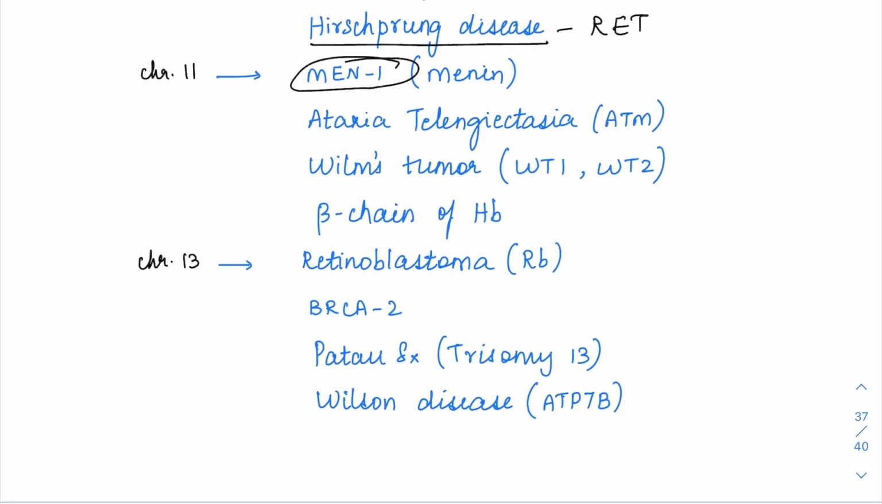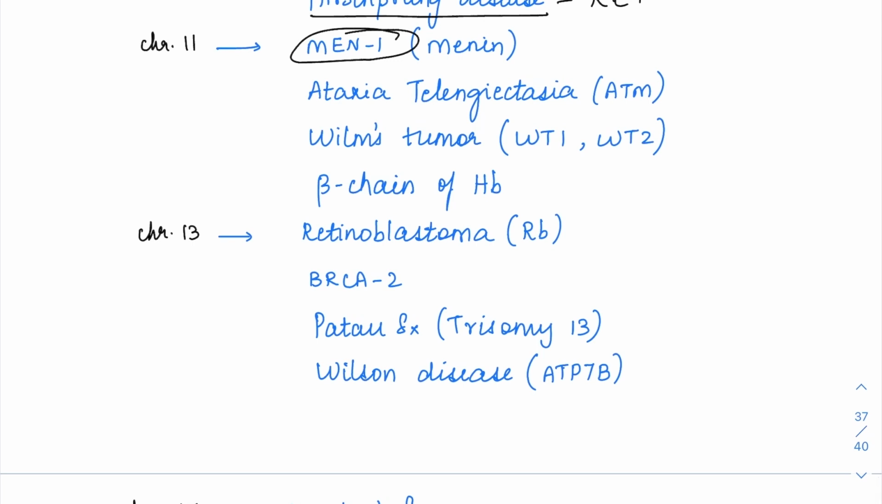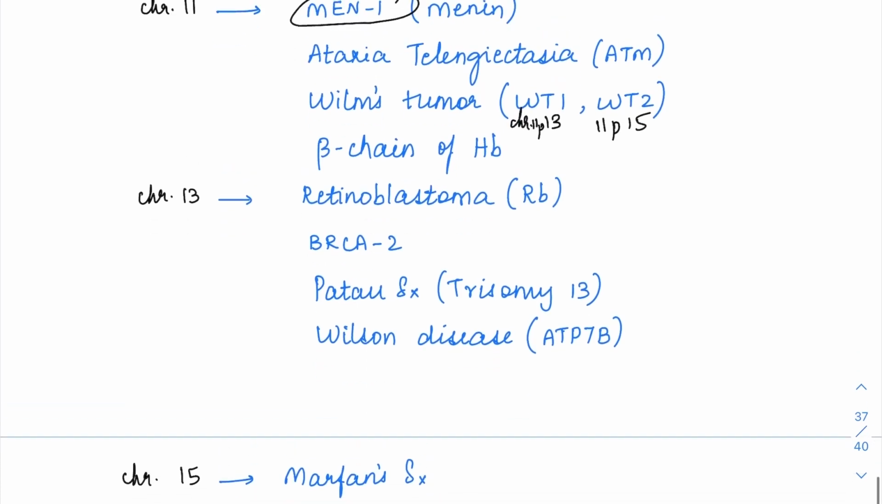And then we have ataxia telangiectasia gene, ATM gene. Then Wilms tumor, both the Wilms tumor genes, WT1 and WT2 are going to be present on chromosome 11 only. This is going to be chromosome 11p13 and 11p15. Okay. Then the beta chain of hemoglobin. So hemoglobin, we have two chains, alpha chain and beta chain. Alpha chain is on chromosome 16. Beta chain is present on chromosome 11.